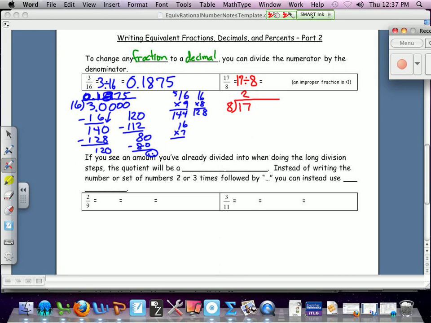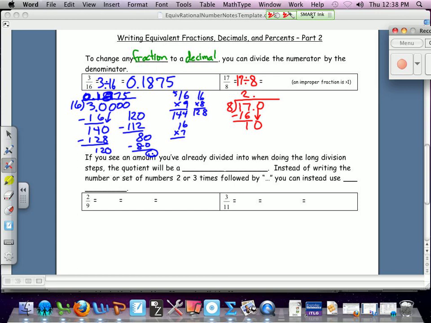Sister tells us to subtract, we do 17 minus 16 to get 1. Now brother wants us to bring down, but we don't have anything to bring down. We're going to put the decimal point and bring down a 0, because we want to change this into a decimal number. That's what we're doing the conversion for.